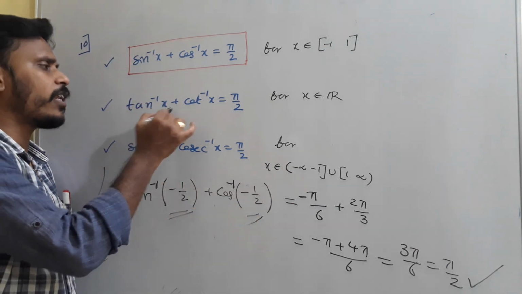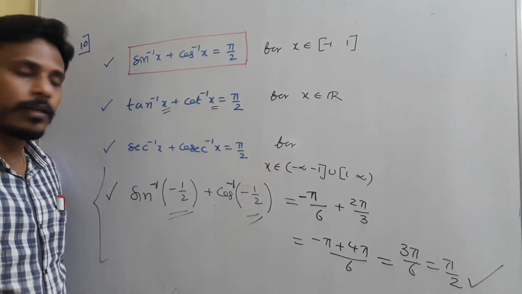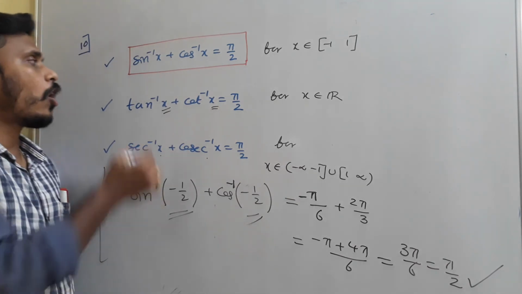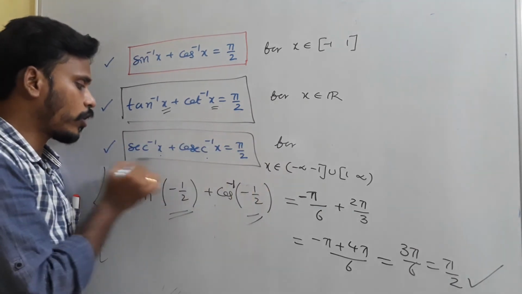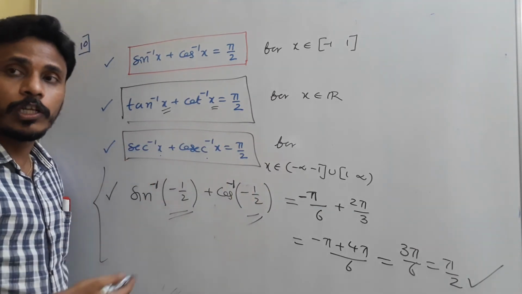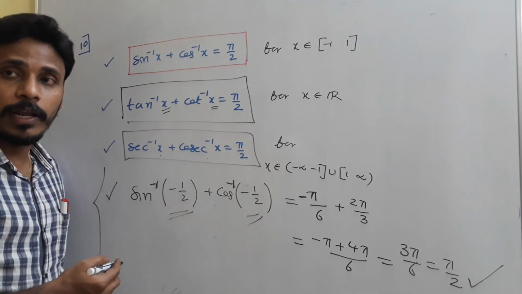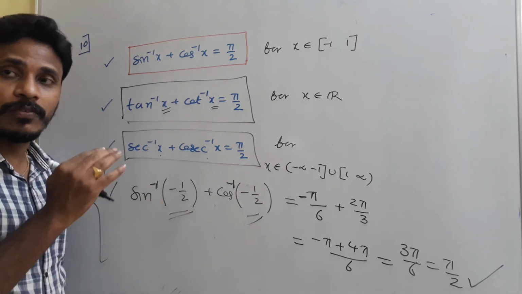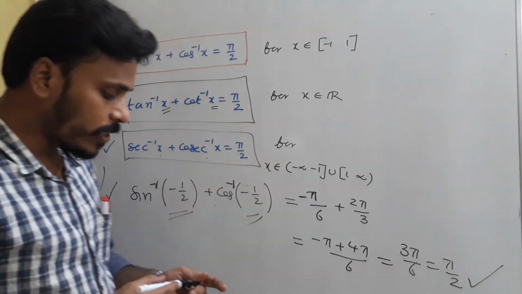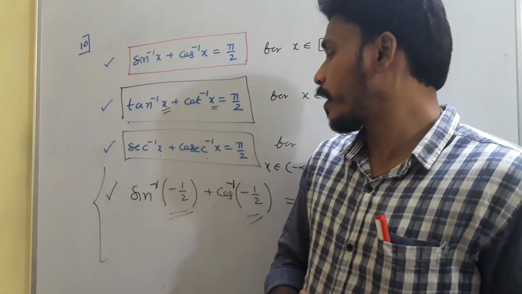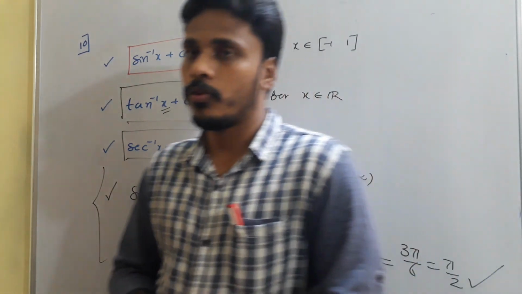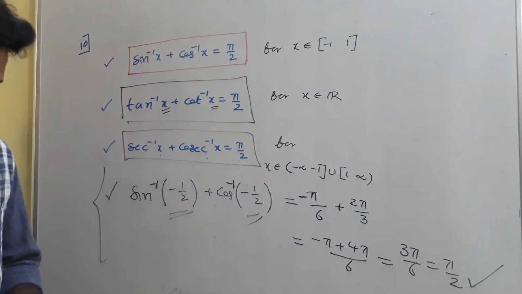Similarly, you can take any number in the place of x for the second one as well as for the third one. Always these three results are true in inverse trigonometry and they are very useful in solving problems. You just try to memorize. Sin inverse x plus cos inverse x is pi by 2. Tan inverse x plus cot inverse x is pi by 2. And cosecant inverse x plus secant inverse x is again pi by 2.